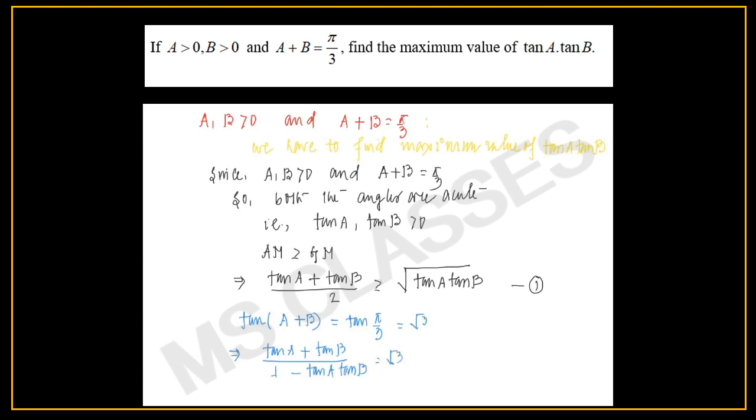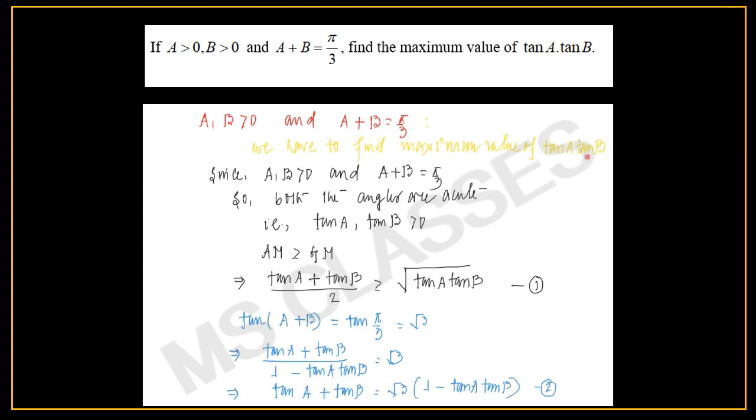Now from this what we get, tan a plus tan b equals root 3 into (1 minus tan a tan b). This we take as equation 2. Our intention is to get tan a tan b.